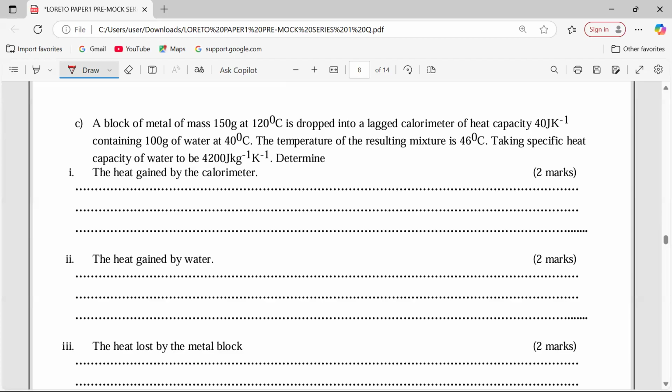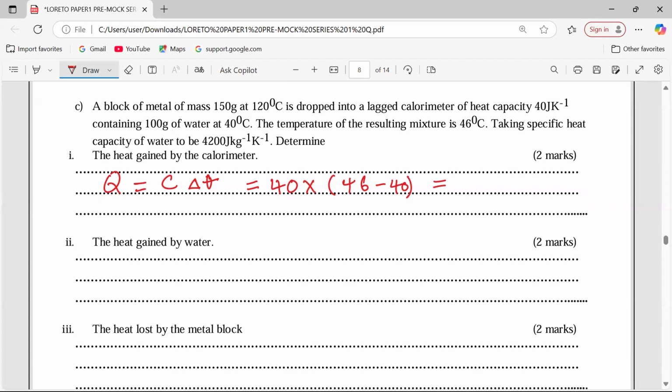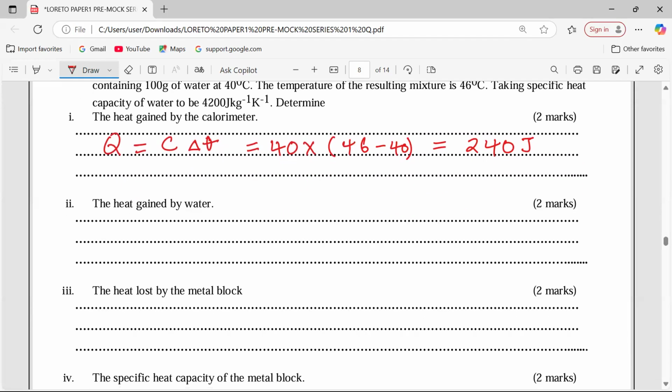Determine part 1, the heat gained by the calorimeter. So the heat energy will be given by heat capacity times change in temperature. When specific heat capacity is not provided, then heat capacity will be provided, and the quantity of heat energy absorbed shall be heat capacity multiplied by change in temperature. The calorimeter is changing in temperature to 46 from 40. So we're multiplying 40 by 6, in other words. This gives us 240 joules of energy. 240 joules, joules capital J.